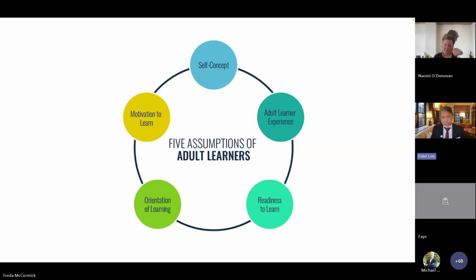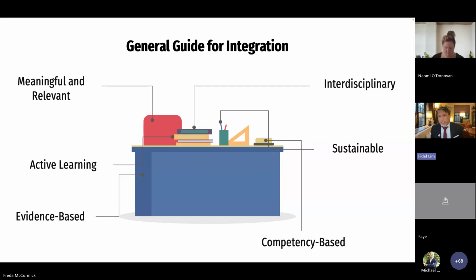The orientation to learn is, I want to learn something that I can use. I want to use my learning to solve problems. So this is all very important when we're trying to teach very, very specific topics. So on the next slide, we will see a general guide on how we integrate LGBTQ plus health.